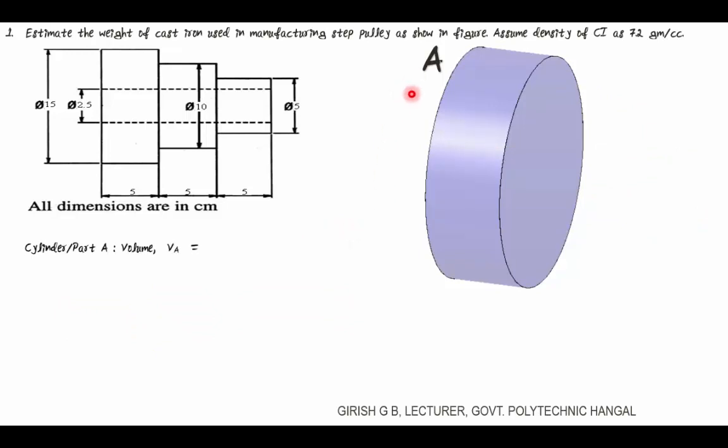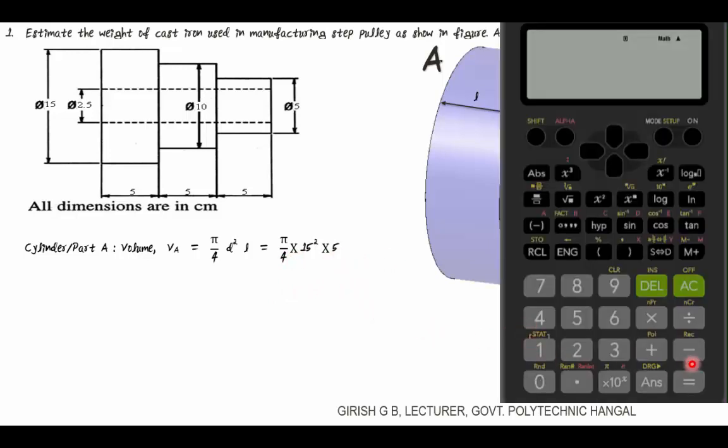Volume VA. Here it is a cylinder. It has a cross-sectional area of pi d square by 4, which is nothing but the area of a circle, and it has a length of L. Multiplying cross-sectional area and length gives us volume. Hence VA is equal to pi by 4 d square into L. Substituting the values for part A, that is 15 centimeter diameter and length L as 5 centimeter. Let's calculate it with the help of a scientific calculator.